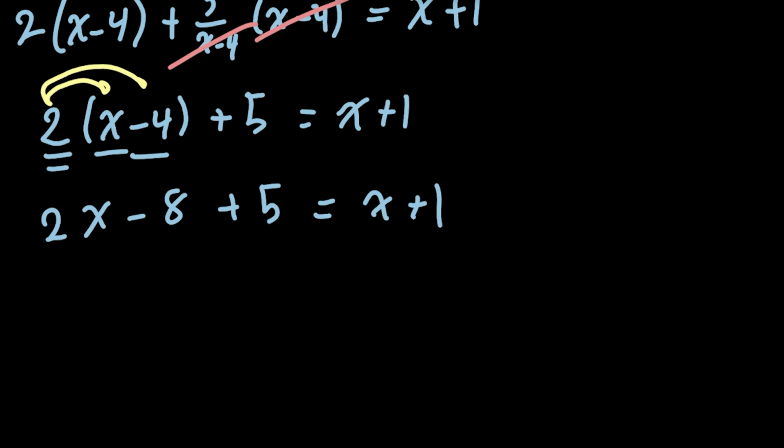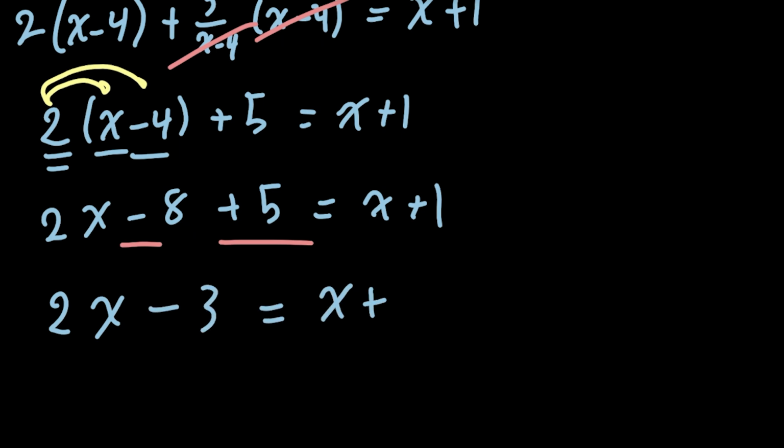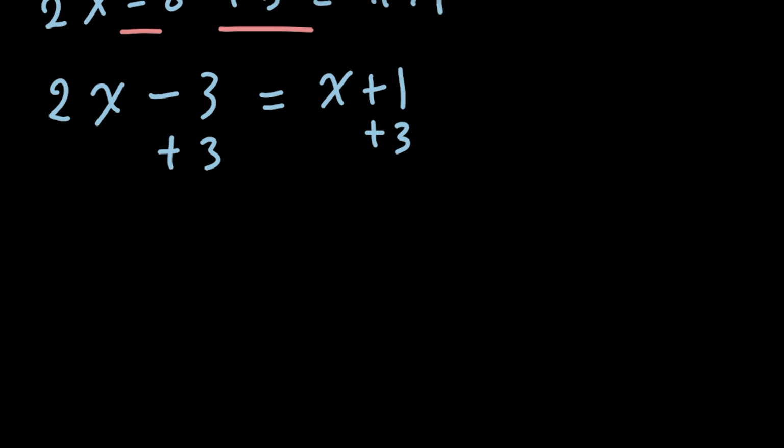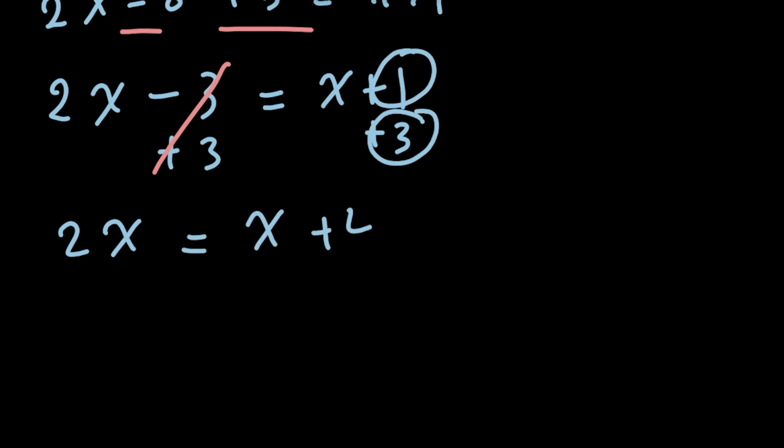As you can notice here and here, we have minus 8 and we have 5. So you lose 8 and you gain 5. So the total would be a loss of 3. And that would equal x plus 1. Now we can just sum plus 3 in both sides to remove this minus 3. So this would be cancelled. And the remaining part would be 2x, and that would equal x. Here we have 1 plus 3, which is nothing but 4.